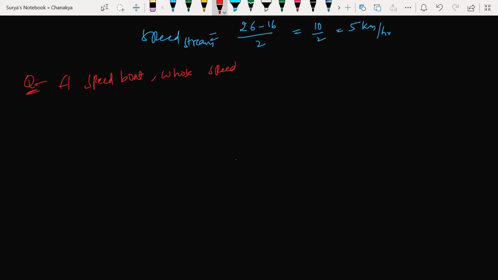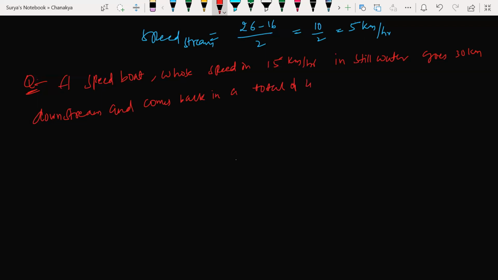This is a somewhat interesting question. A boat whose speed in still water is 15 km per hour goes 30 km downstream and comes back in a total of 4 hours 30 minutes. What is the speed of the stream?